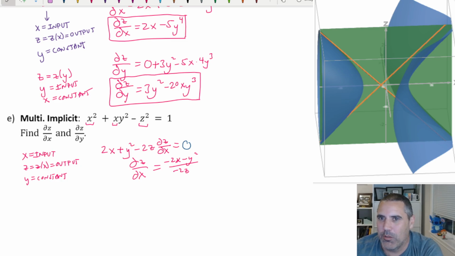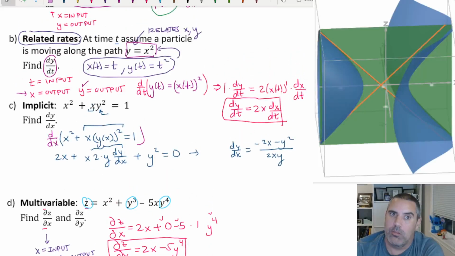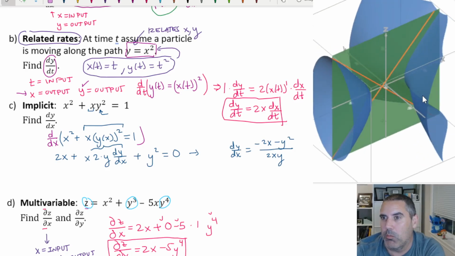But I hope that gives you a flavor of the different roles of our variables, the different derivatives. The partial symbol basically is saying some things are being treated as constants. The rest, once you understand the roles of your variables, then you understand why we have these different derivatives.